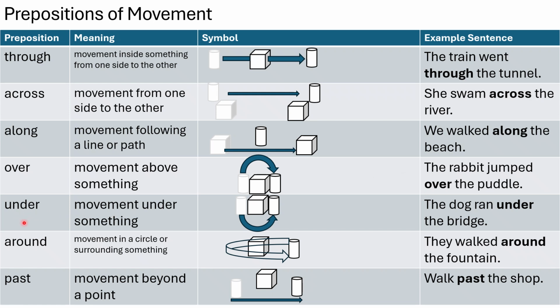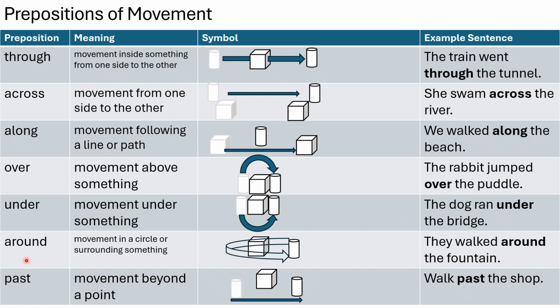The preposition under means movement under something. This symbol illustrates the cylinder moving under the box. Listen to the example sentence. The dog ran under the bridge.